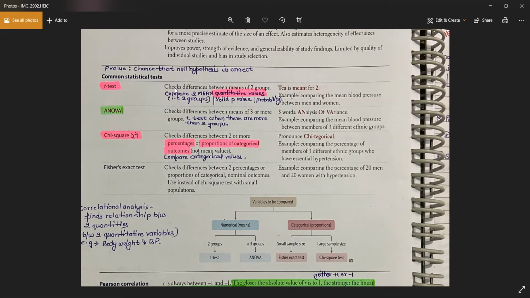Understand it, or should I repeat it again? I got it. You can move forward.